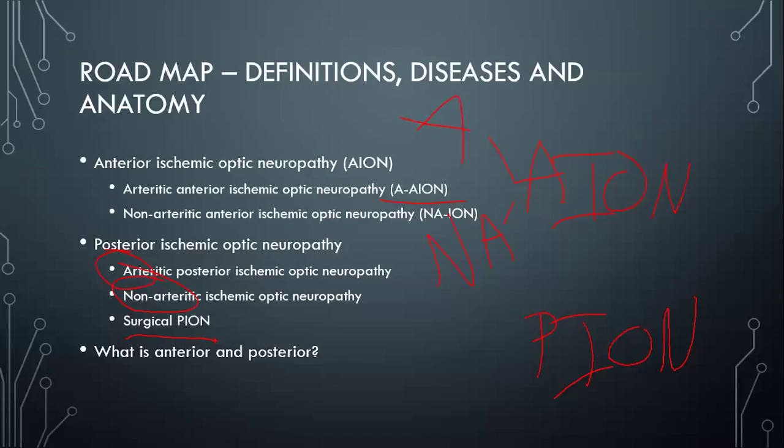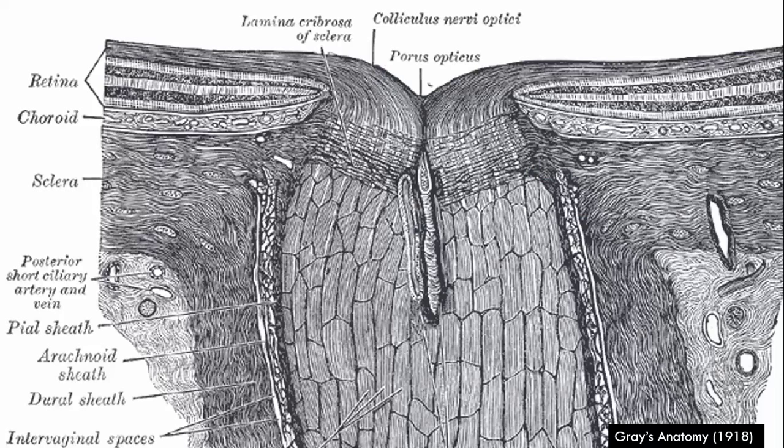All right, so just from the roadmap, it's clear that you need to understand the difference between anterior and posterior when you're talking about these ischemic optic neuropathies to really get what's going on. So we'll talk about that next.